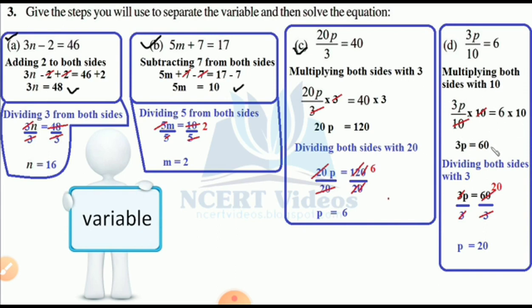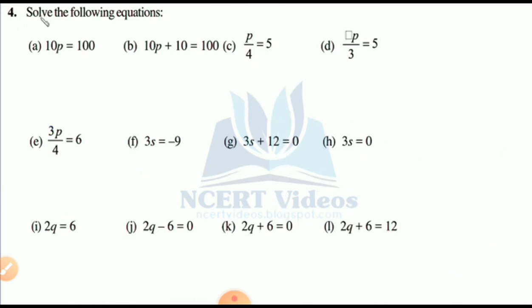Put the value of 20 in our question D. 3p, put 20 in place of p. 3 into 20, 3 twenties are 60. 60 divided by 10, what did you get? 60 divided by 10, you get 6. So the right side is 6. So our solution is correct. Easy? Question 3 is also over.